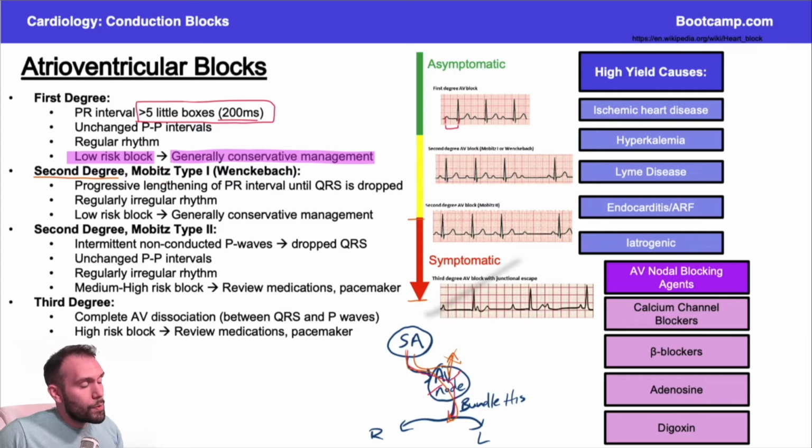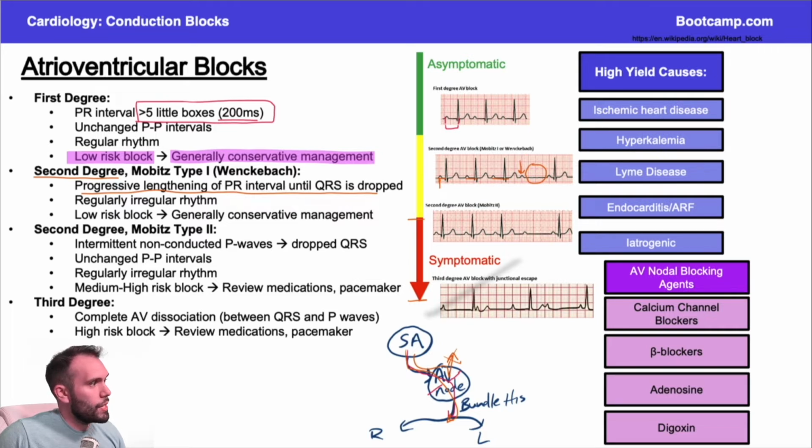And again, the difference between them is in a 2nd degree type 1, you have progressive lengthening of the PR interval until a QRS is dropped. So let's take a look at that. So here's your P wave, okay, so you can see your P wave, here's your PR interval, right? And then you look at the next one, you can see that it's longer. And then again, it's longer. And then what happens is, here's your P wave, right? And guess what? There's nothing here. So your PR interval got longer and longer and longer, and then you dropped a beat.